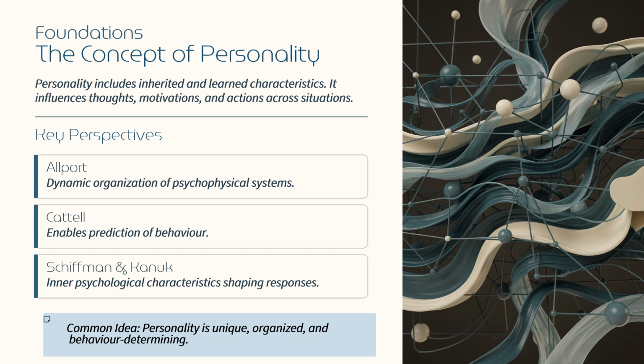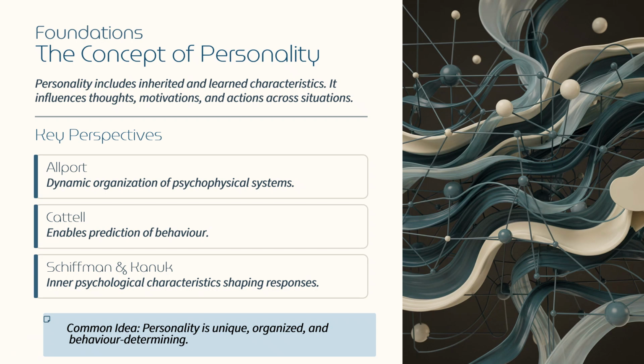Gordon Allport famously described it as the dynamic organization within the individual of those psychophysical systems that determine his unique adjustments to his environment. Note the word dynamic. This means personality is not static. It is constantly evolving and organizing itself.